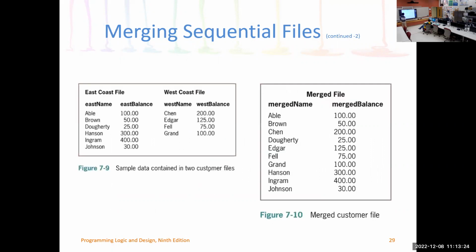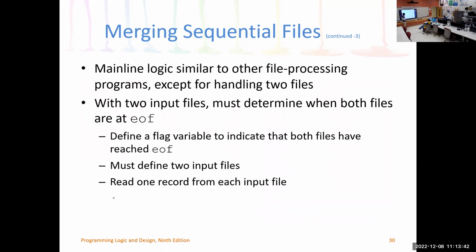So you can think about you have the East Coast file and the West Coast file. They have the same layout here. Both of them store the employee name and the balance here. They have the same layout. They are already sorted in alphabetical order here, right? You see A, B, C, D, E, F, and G here, right?